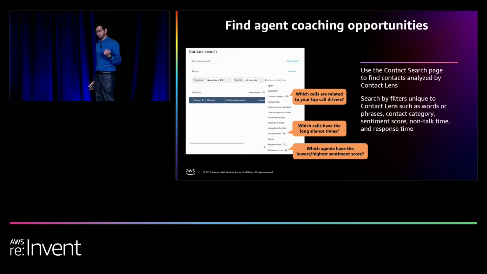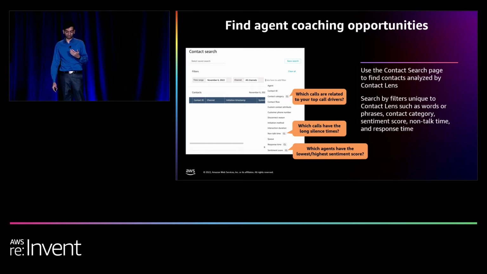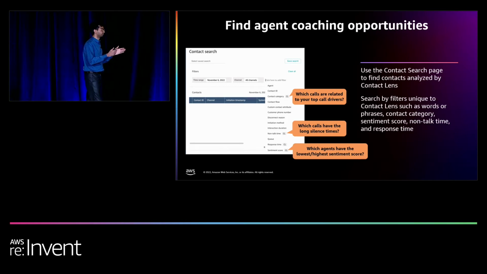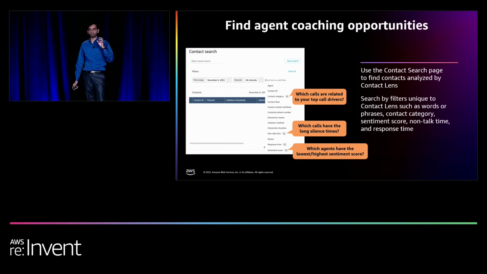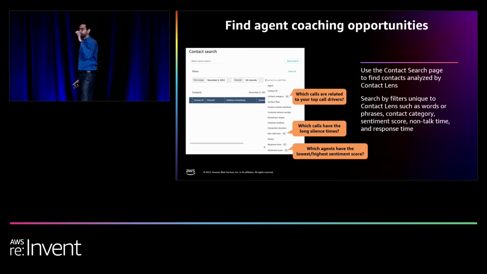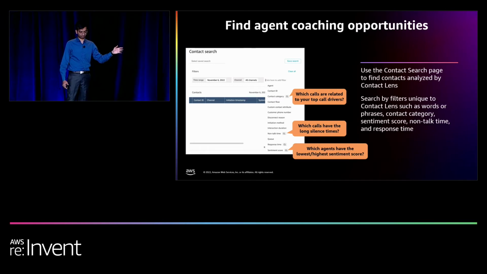For example, let's say you want to look for contacts where the category agent greeting or regulatory disclosure was hit. You can go to the search, you can specify the category, and Contact Lens will help you find all the calls where the disclosure category was met or the compliance category was met.